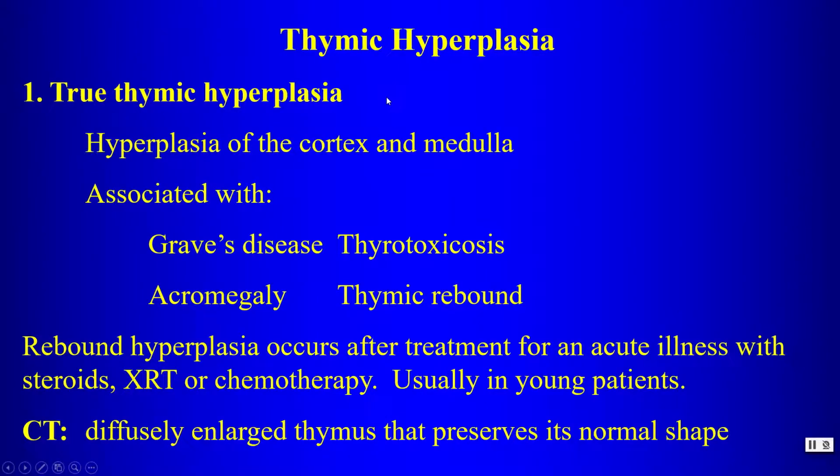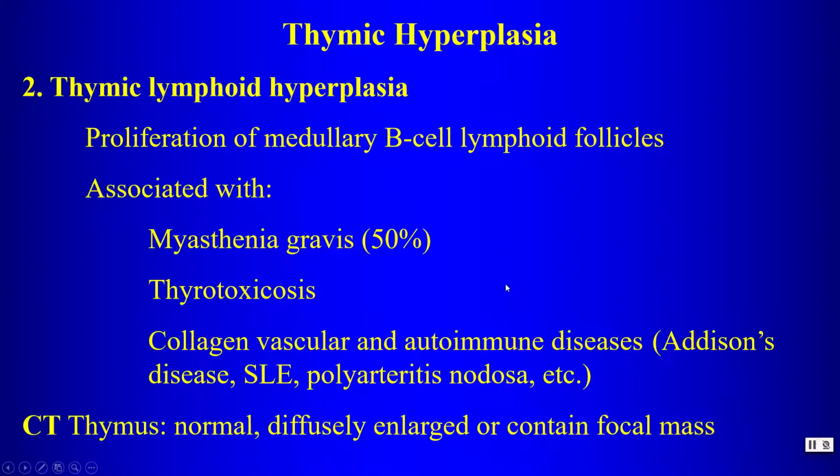So with thymic hyperplasia, you can have true thymic hyperplasia, which is hyperplasia of the cortex and medulla. That can be associated with Graves' disease, thyrotoxicosis, also with thymic rebound and acromegaly. Remember, rebound hyperplasia occurs after treatment for an acute illness, especially for malignancy, with steroids, radiation therapy, or chemotherapy. Usually in young patients, the thymus may atrophy, but when it grows back bigger, we get thymic rebound hyperplasia. So with true thymic hyperplasia, we get a diffusely enlarged thymus that preserves its normal shape.